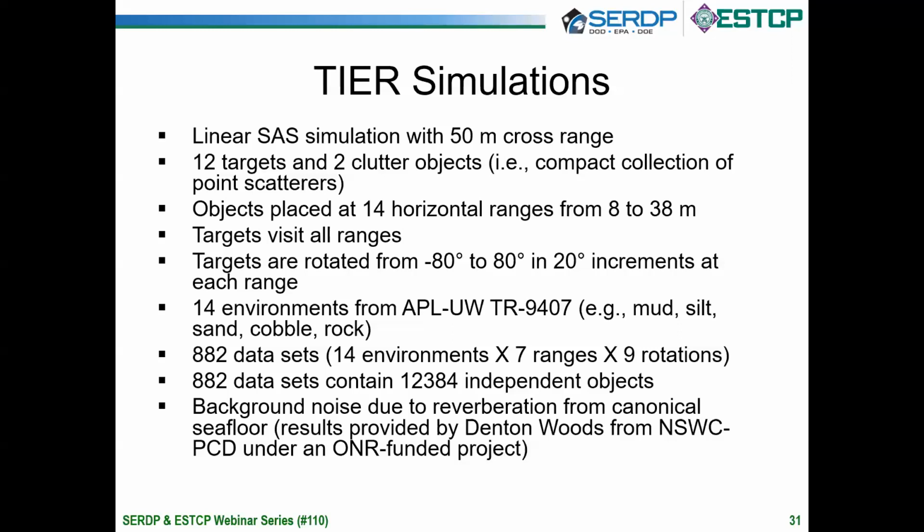If you do all the math, we came up with 882 data sets for additional data that we could augment our experimental data. With the number of items we put out, you end up having 12,384 independent objects. So we've expanded the data set that we can use for doing training of classifiers. I do want to acknowledge Denton Woods from MSWC Panama City. He provided reverberation backgrounds using an ONR funded model that Panama City runs.